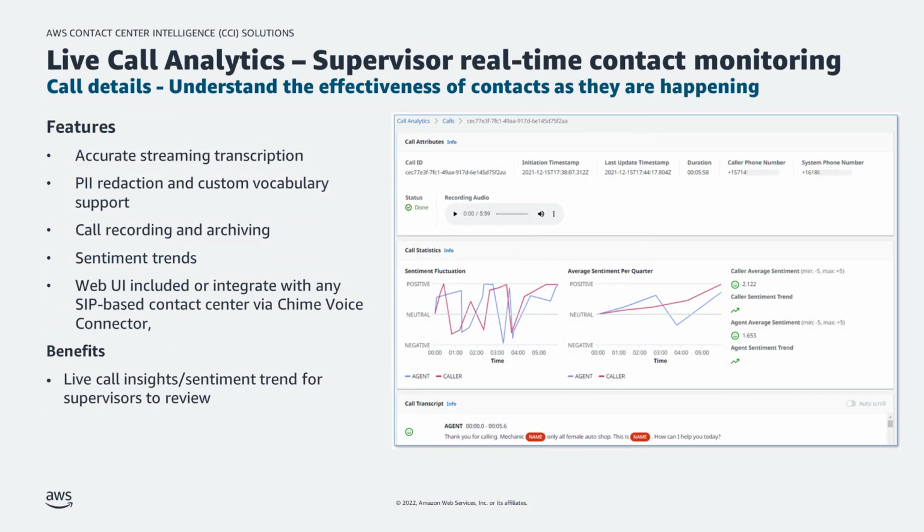And not only just look at the summary, but also a call detail page is available for supervisors to take a look at all the call characteristics as well as the sentiment trend live. They can also look at all the call transcripts. That way, when the supervisor gets into the call to assist the agent, they're able to review all the call transcripts up front and provide the assistance needed in the call.